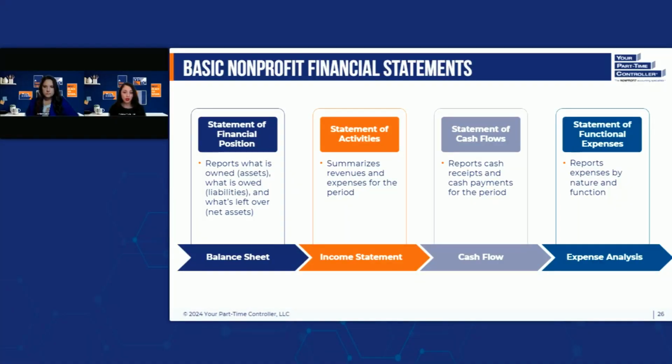And then the next one is the statement of cash flows, which reports incoming cash and outgoing cash for that period, and it reconciles back to the number of cash on your statement of financial position. It breaks them out into operating, financing, and investment activities. And then last but not least, the statement of functional expenses. It reports expenses by what is called their nature and function.